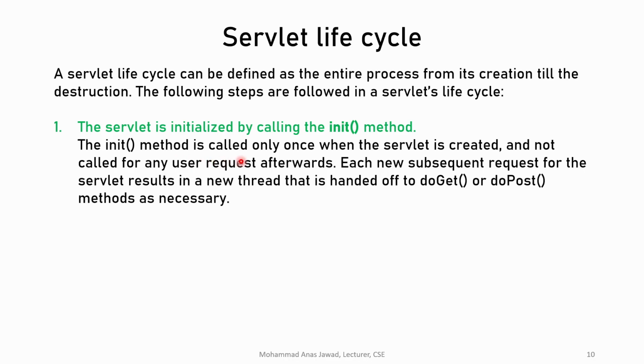The init method is called only once when the servlet is created, and it is not called for any request afterwards. So each new subsequent request for the servlet results in a new thread that is handed off to the doGet or doPost methods as necessary. So from our earlier discussion, we know that a client request can be of different methods like get or post or put or so on. So each of these methods needs to be handled by separate methods themselves, right? So the doGet method handles get method, the doPost method handles post methods, and so on.